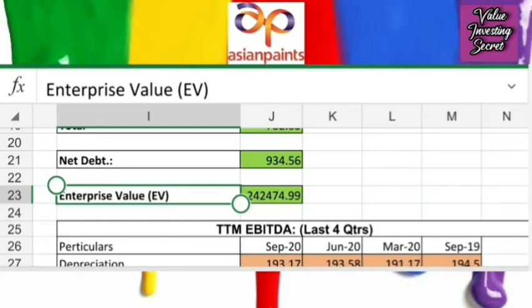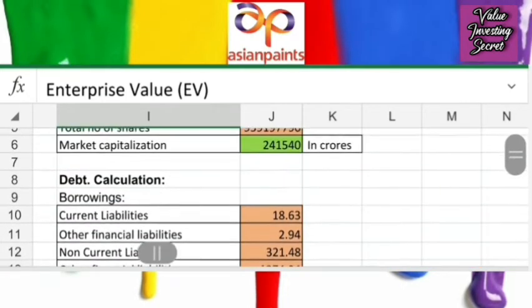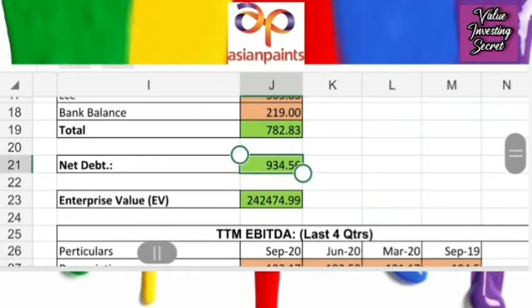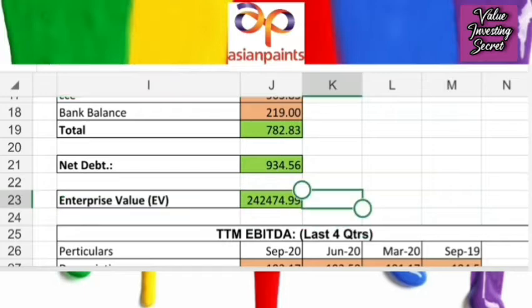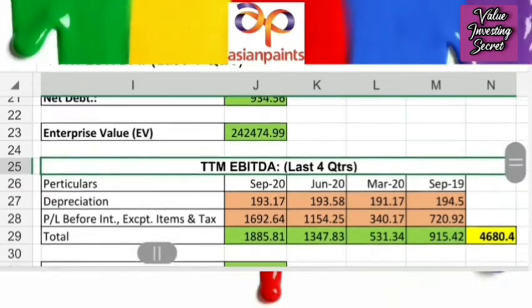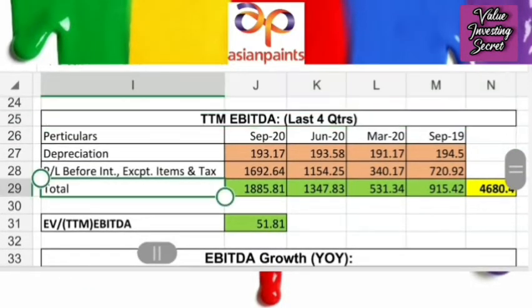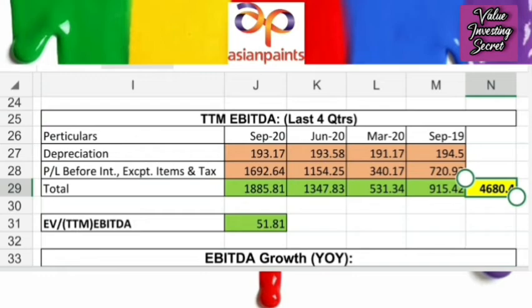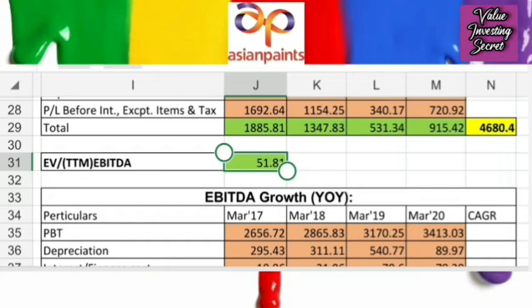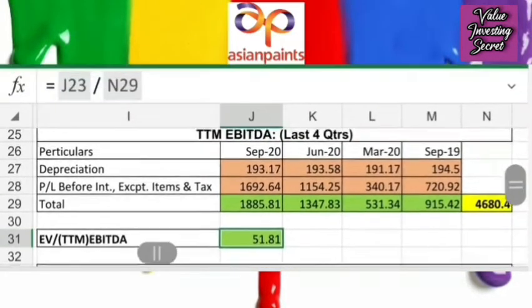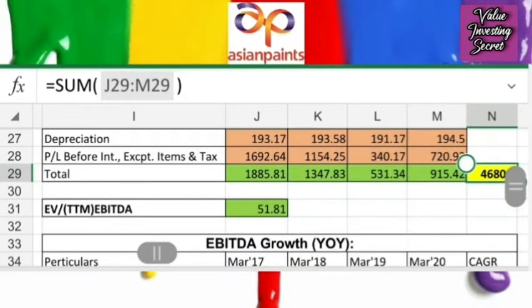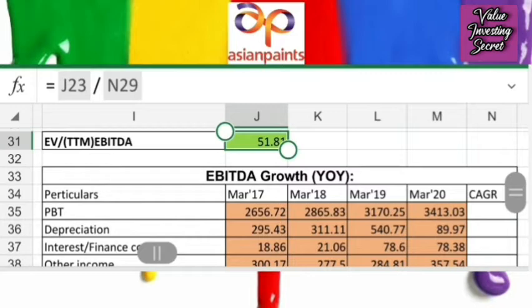Then I calculated EV, that is enterprise value. To get EV we have to add market cap plus net debt. So this is the enterprise value. Then I calculated TTM EBITDA for the last 4 quarters. So my total TTM EBITDA is 4680.4. Then the EV by EBITDA multiple is 51.8. So this is the EV, enterprise value, and we have to divide this by TTM EBITDA. We will get the EV by EBITDA multiple.